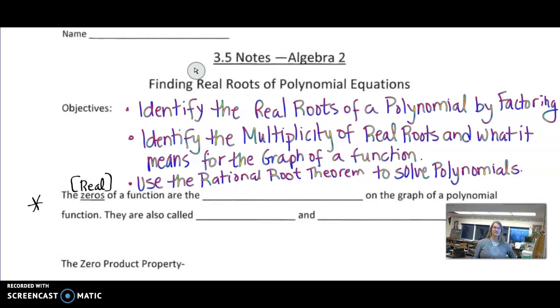What we're going to be doing in this lesson is finding real roots of polynomial equations. Our objectives: identify the real roots of polynomials by factoring. We're going to also identify the multiplicity of real roots and what it means for the graph of a function, and then use the rational root theorem to solve polynomials.